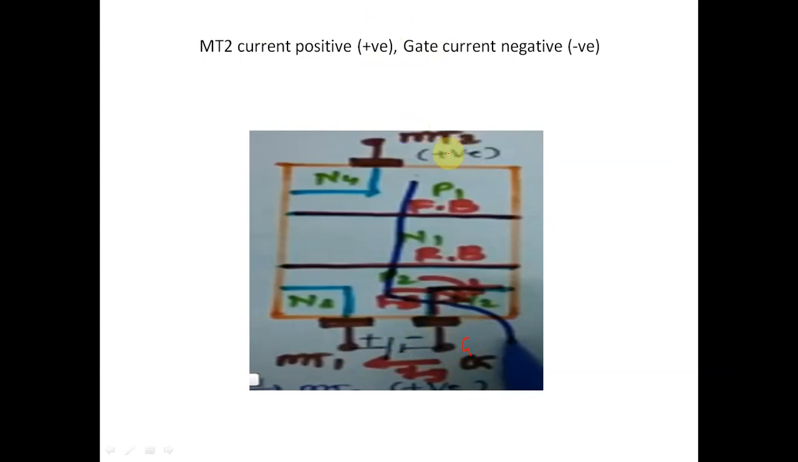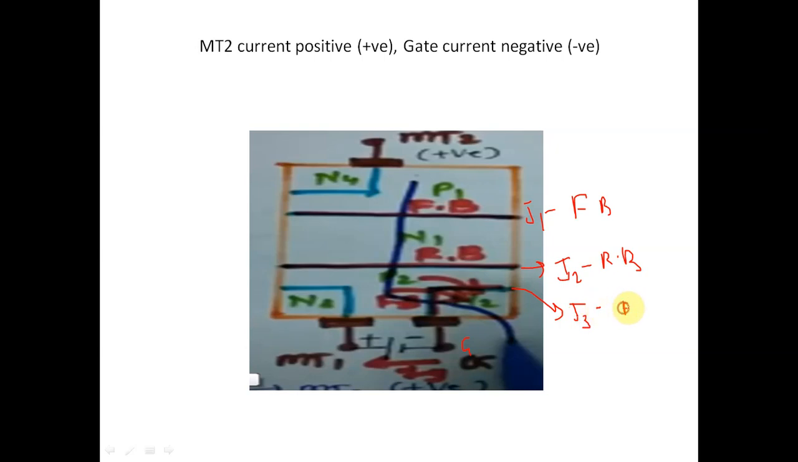Because of this positive terminal, this P1 N1 junction, this is the junction J1. This junction J1 is forward bias. The junction J2 is the reverse bias junction. Here the negative terminal is applied to the gate and the positive terminal is applied to the other side, so the holes are attracted towards this N2 side. So here the J3 junction is also a forward bias junction.